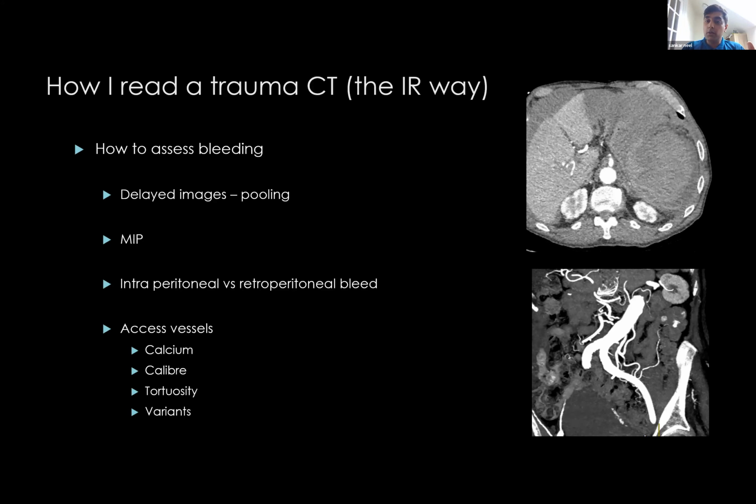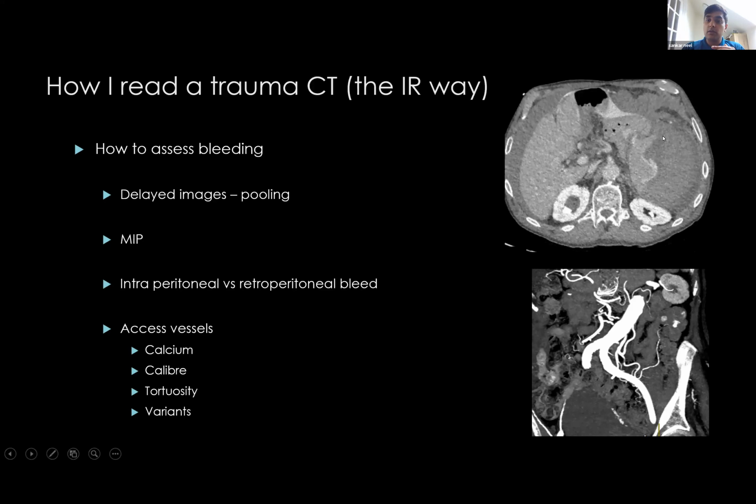However, the real use is when you take the next phase. Now, the next phase, you can see pooling of blood, right? And that is active contrast extravasation around the liver even in a really bad splenic trauma. We will come to this case later on because I'll let you know what we actually did to manage this patient. So that's the first thing that I would look at, right? Pooling of contrast. And pooling of contrast generally means that there is active hemorrhage, right?